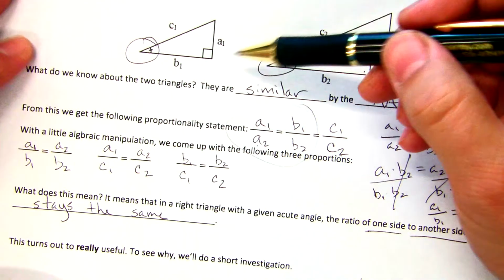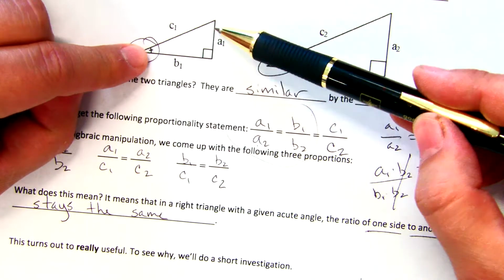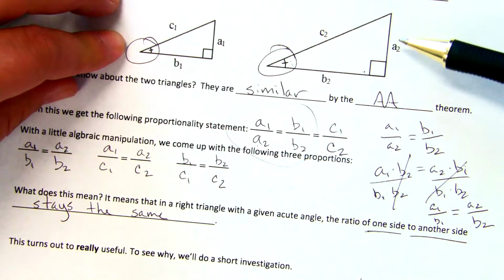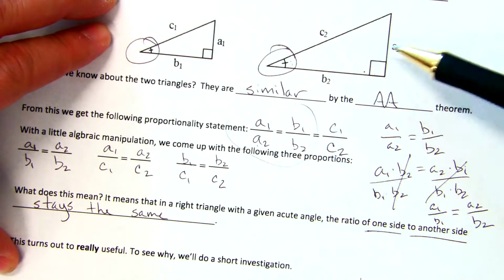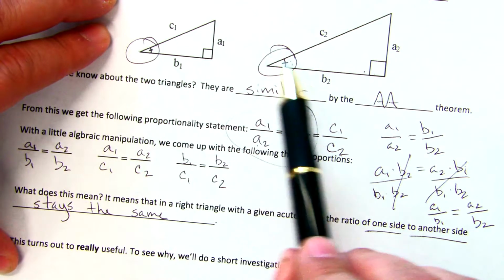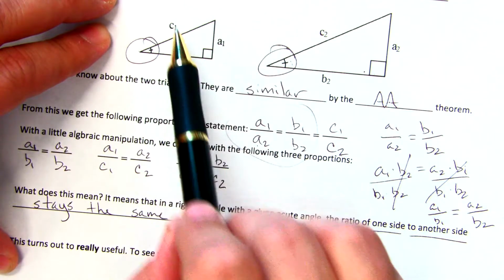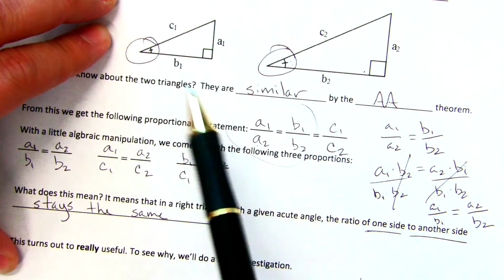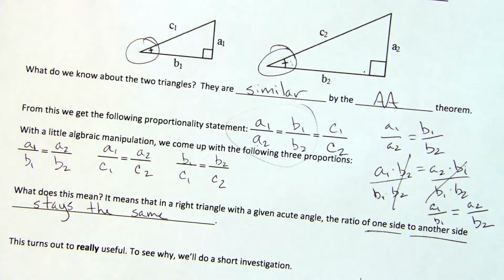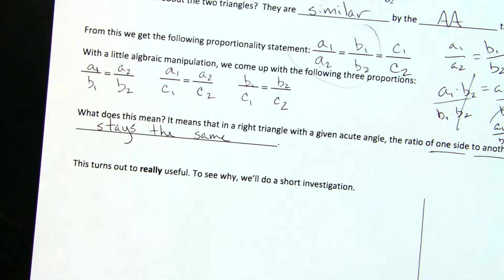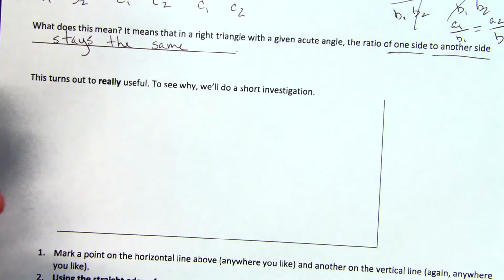If we think of it this way, we've got a right triangle here. The ratio of the short leg to the hypotenuse, that's A1 over C1, is going to be the same as the short leg to the hypotenuse in this right triangle. As long as they have the same acute angle, they're going to have the same ratio of short leg to hypotenuse, or long leg to hypotenuse, or short leg to long leg. Any of those. Now, this turns out to be really useful, and it's going to take a little bit to see why. So we're just going to do a little quick investigation here.